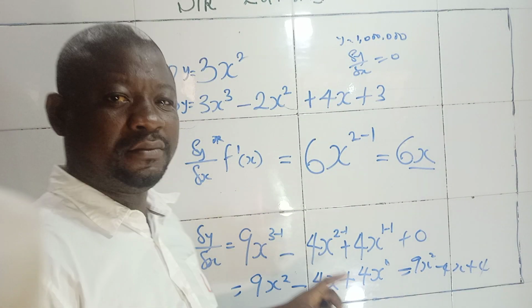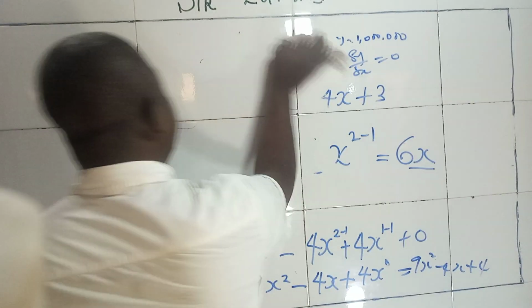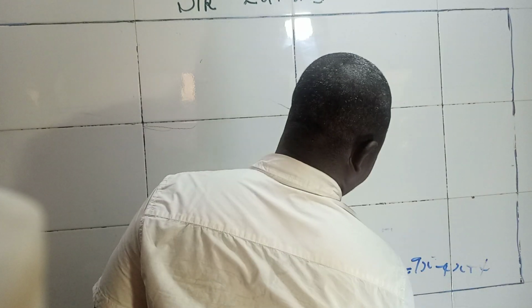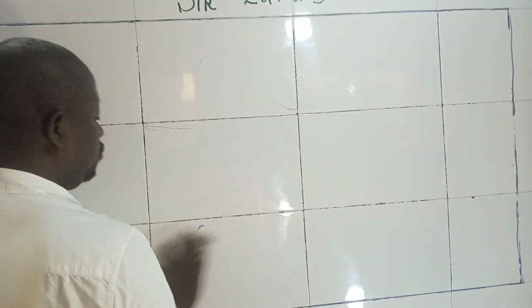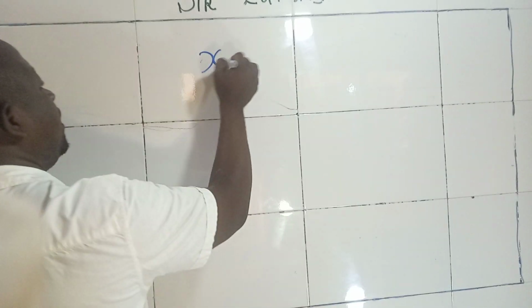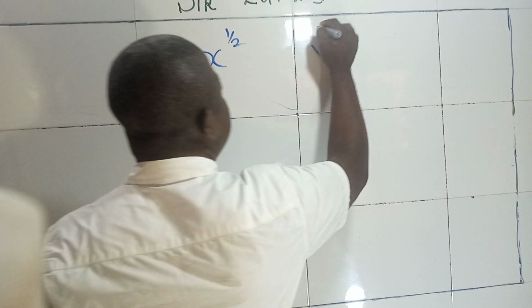Very simple. Like I said, let me just solve one more question. You will be picking each one after the other: differential of sum, function of a function, chain rule, products. Very simple, just follow the principle and you will get there. Differentiate x raised to power half.